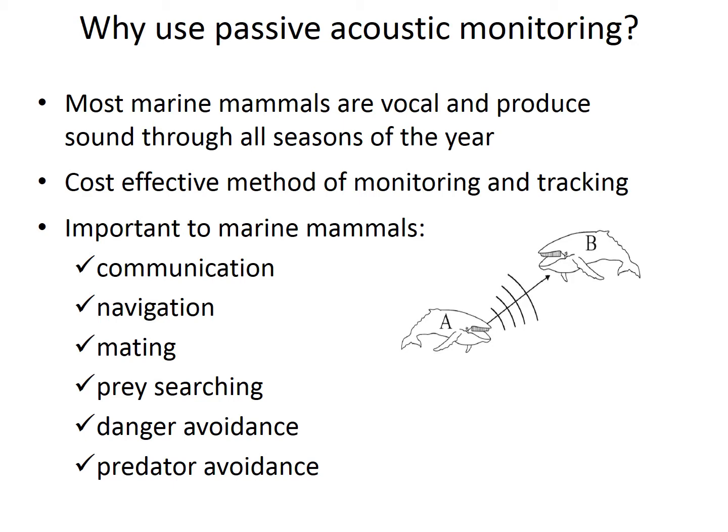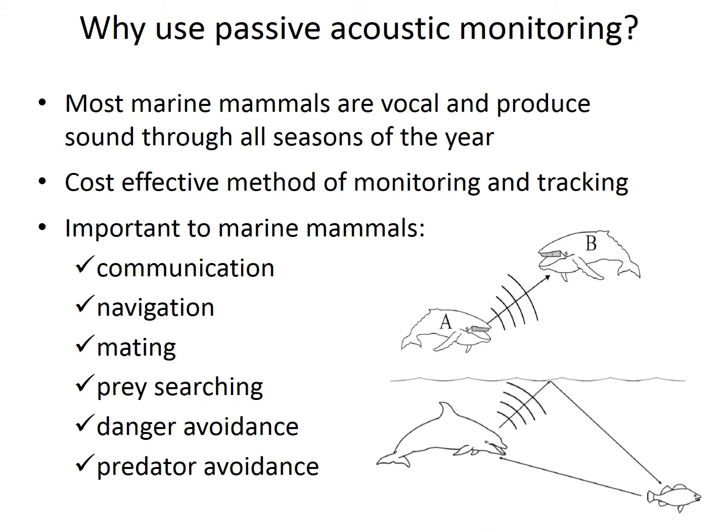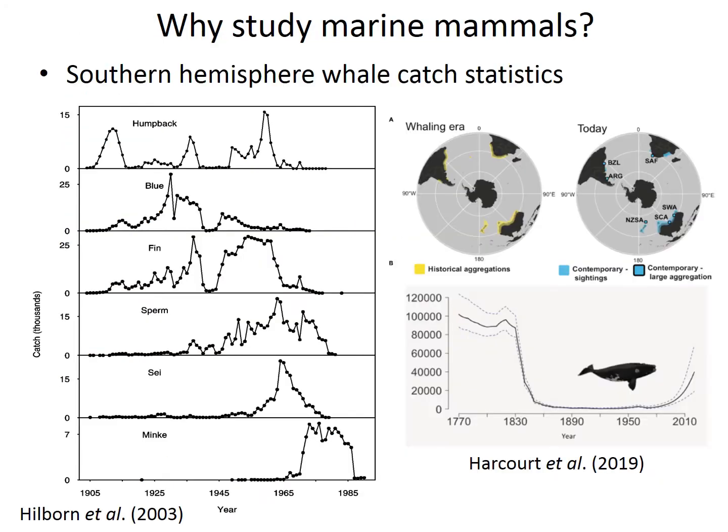Also for prey searching, which is echolocation, as we can see with this dolphin example where they send a signal and they can use the received signal to triangulate where the received target comes from. And they can also use it for danger avoidance and also for avoiding predators. If they know that a killer whale is in an area, they can hear the sound and then they can avoid that particular area because they know that there are predators there.